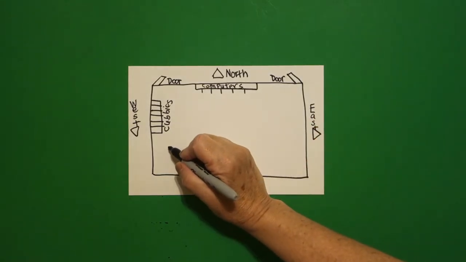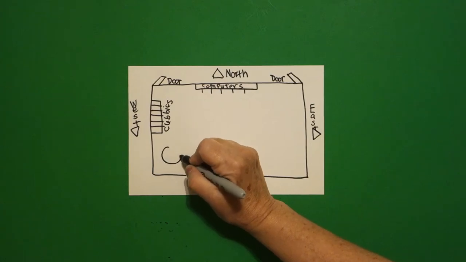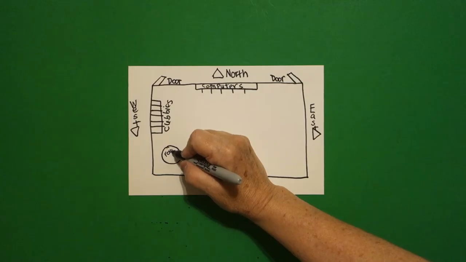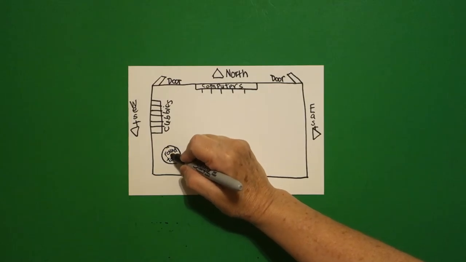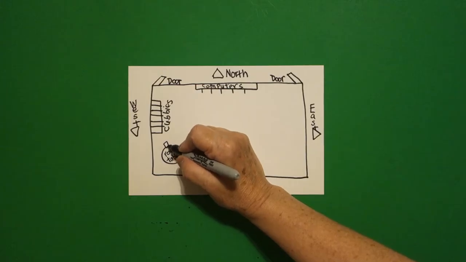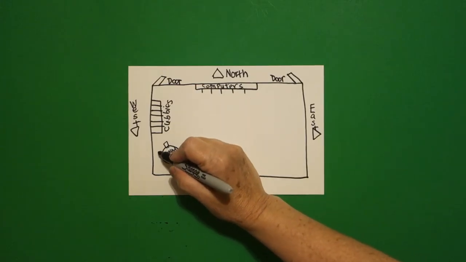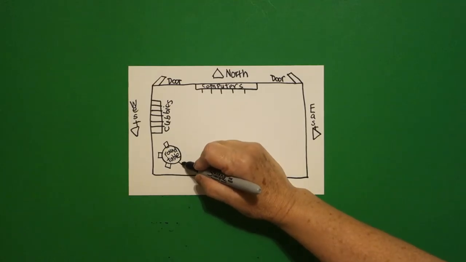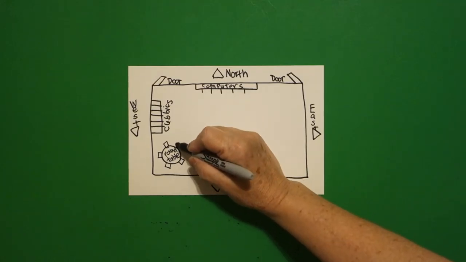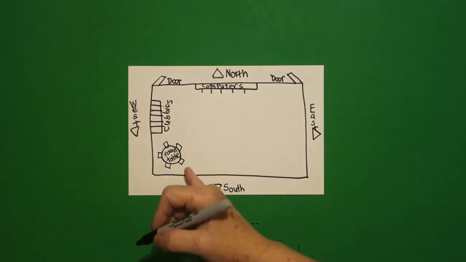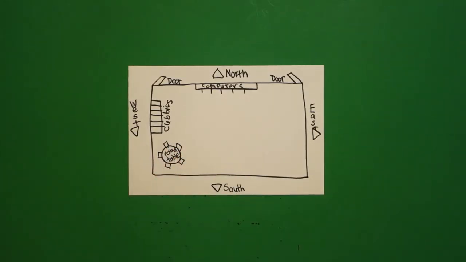Now I come down over here and I draw a circle, and this is my round table. Now, you can have your homework. This can be where your TA, your teacher's assistant, sits. And these little straight lines, little straight line, straight line, straight line, these represent chairs going around the round table.